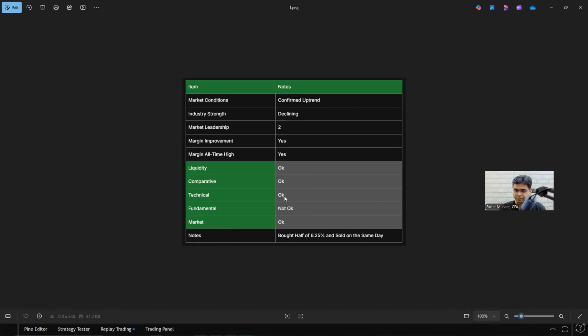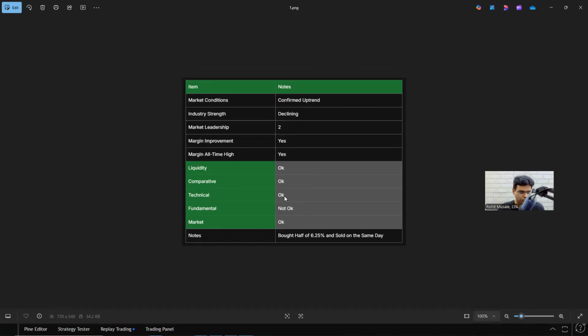Fundamentals not okay. Earnings, sales showing problems. Return on equity is also poor. Earning stability is also not in our favor. So that's a problem. Market condition confirmed uptrend. Took half position, right?